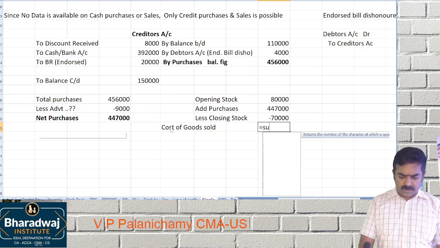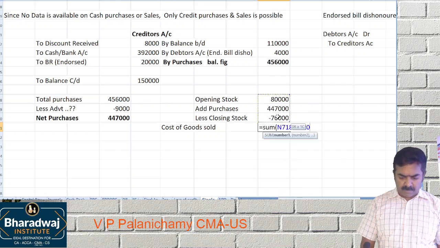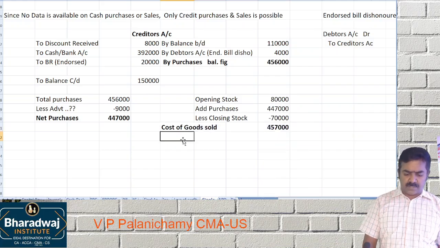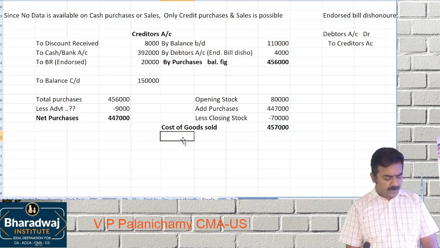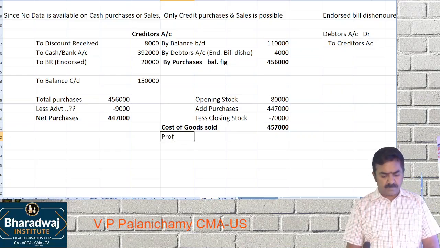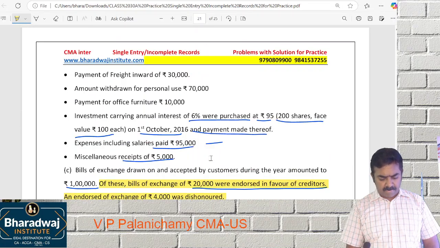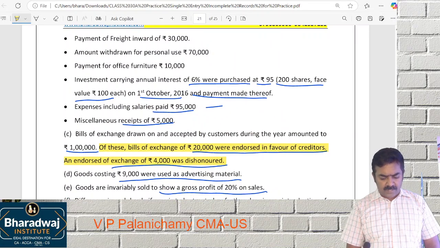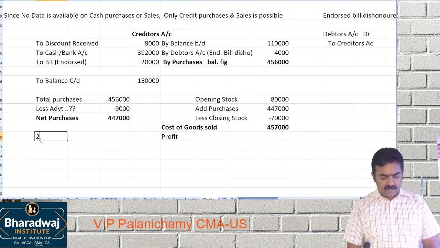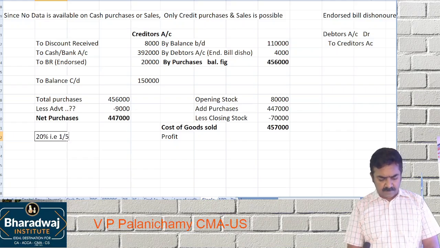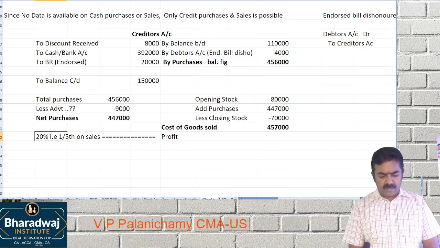What is the cost of goods sold? The balancing figure, 4,57,000 cost of goods sold. What is the profit margin given? 20% on sales. That is 1/5 on sales. Then profit will be 1/5 on sales and it will be 1/4 on cost.